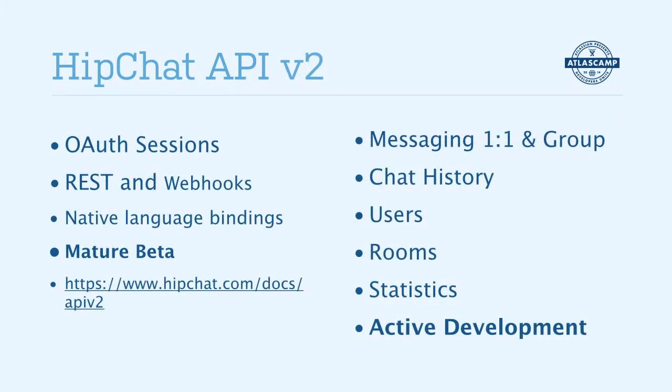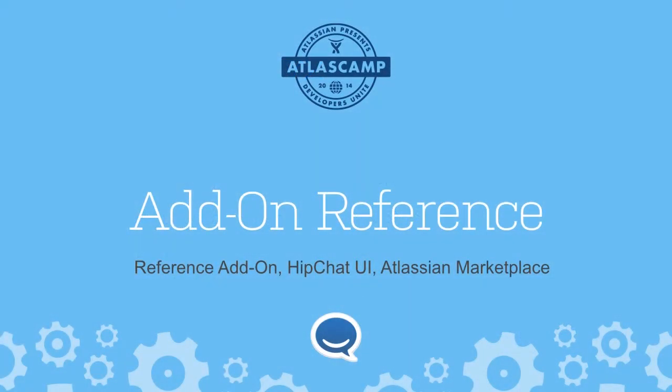Yeah, summary of API v2 here. We've got sessions, native language bindings we've published: Node, Perl, Ruby, Python, .NET. Of course, all your messaging, your history, rooms, stats, and it's under active development. API v1 is not. So, okay, we go.